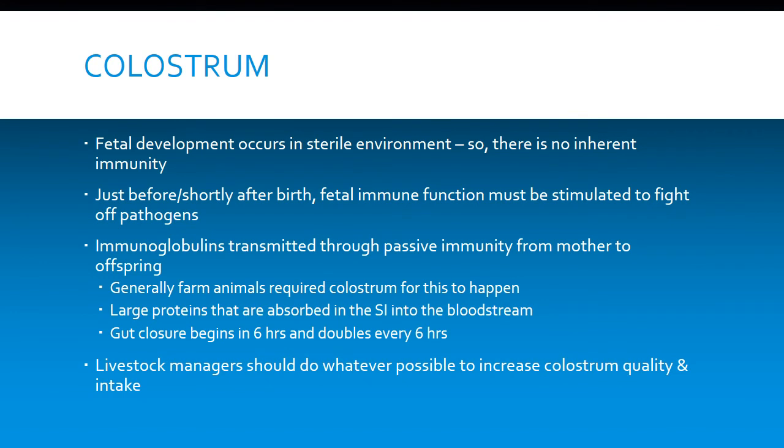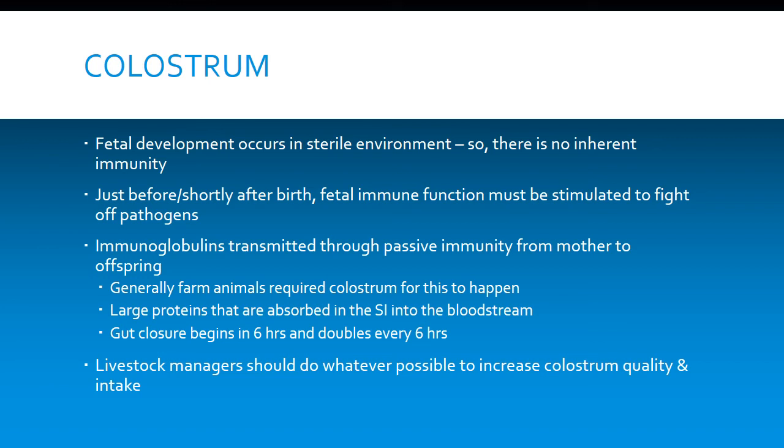Again, another very important thing that we have to talk about when talking about milk synthesis is colostrum. As fetal development occurs in a sterile environment, that fetus has no inherent immunity. So at the time of birth, we start to dump a lot of immune function and immune antibodies into that colostrum that's very high in protein and very, very high in fat to help pass on to that offspring to help fight off pathogens. A sterile animal born to a dirty environment without any of that coming along with it is an animal that's not going to survive very effectively very long.